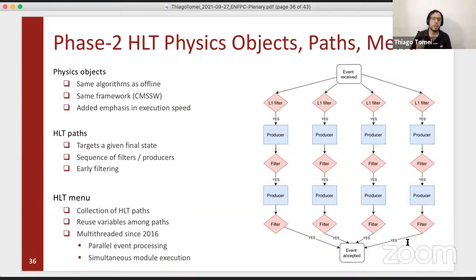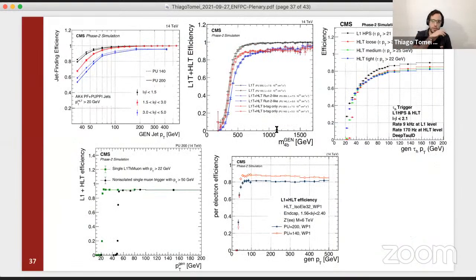And this is a key thing for the GPU capabilities that we want to implement in the trigger. I just want to flash this slide again. This is the efficiency of the high-level trigger algorithms, and you have here the turn-on curves for taus, for electrons, for muons, for jets, and for B-tagged jets.